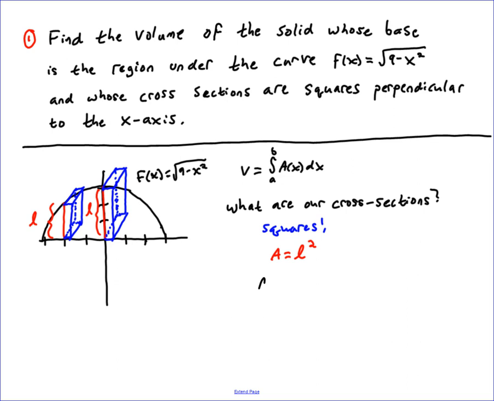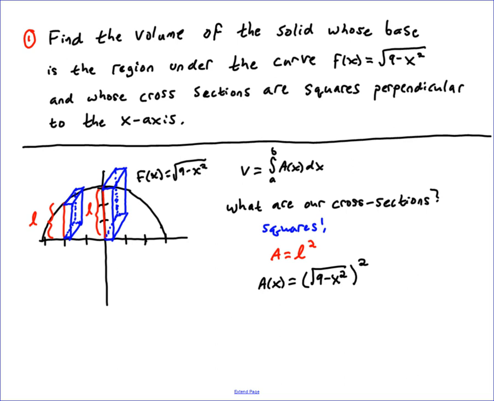So when we go to write A of x, it's going to be the length squared, which we just identified as the square root of 9 minus x squared, squared, because remember it varies with respect to x. Okay? So this, for this particular solid we're forming, is the area of each one of those cross-sectional squares.